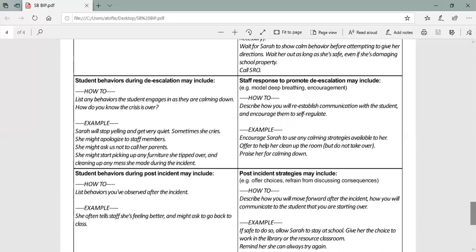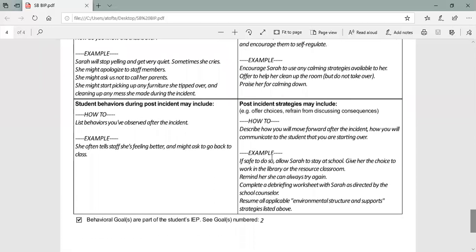Okay, and then the last section in this block is student behaviors during post-incident. So after the incident's over. So now how do you know we're really done and it's no longer touch and go and there's no longer some potential for a relapse of the behavior? So what does that look like behaviorally? So here, Sarah will say she's feeling better. She wants to go back to class. Maybe the student walks over to their visual schedule and brings you an icon like, hey, we're gonna go join my group now. So whatever the indication is that it's over and we're gonna basically reset.